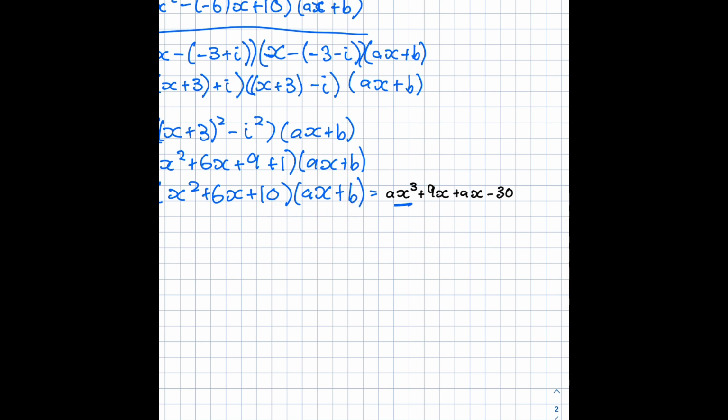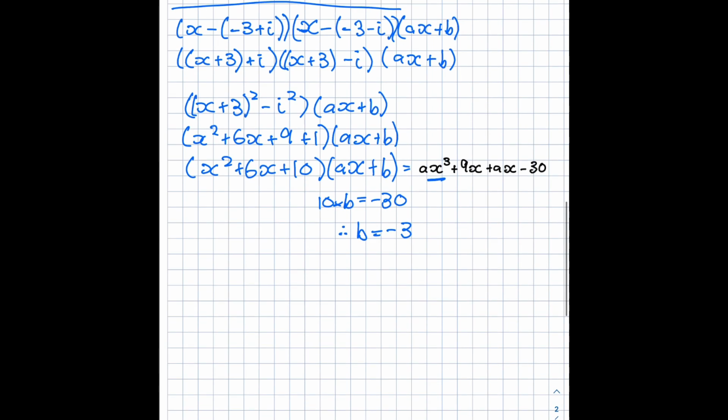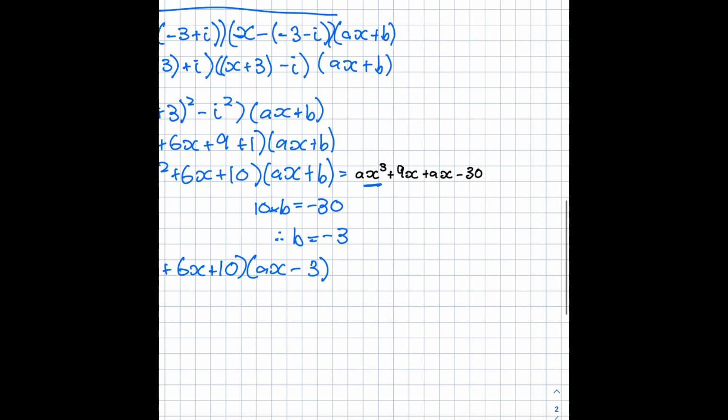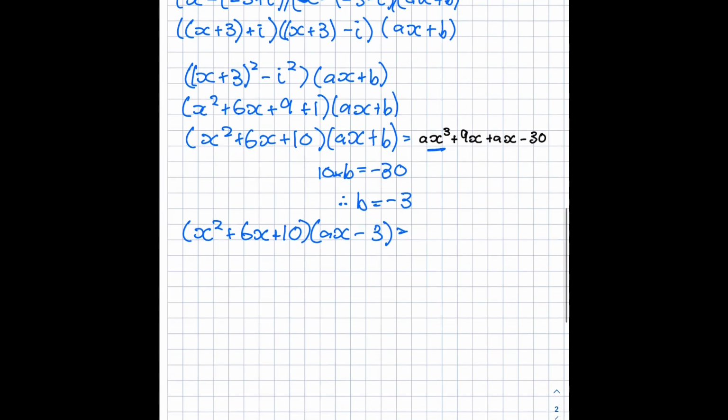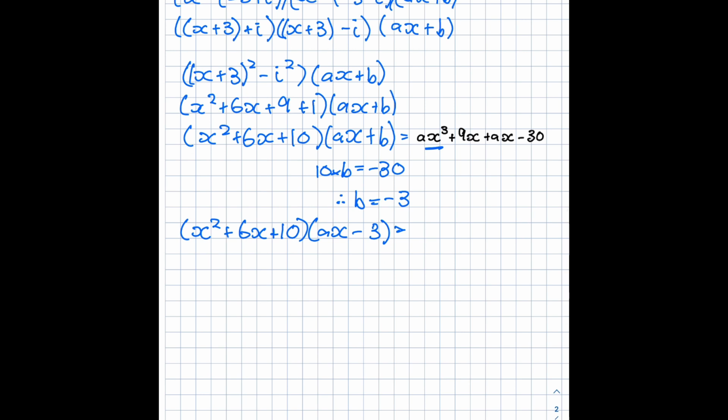So we know here 10 times b has to equal -30, just because that's the only value with a constant. Therefore, b will be -3. So let's rewrite this out: x squared plus 6x plus 10, bracket ax take 3, has to equal our polynomial up here, which we're going to do.